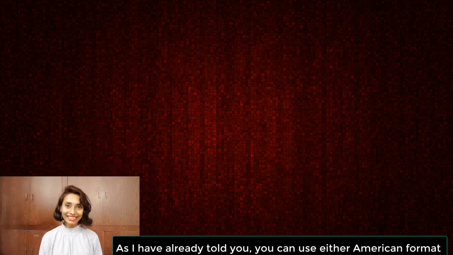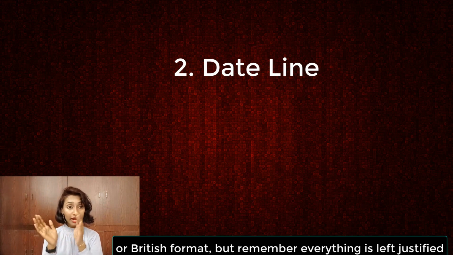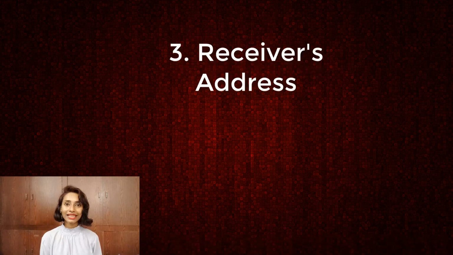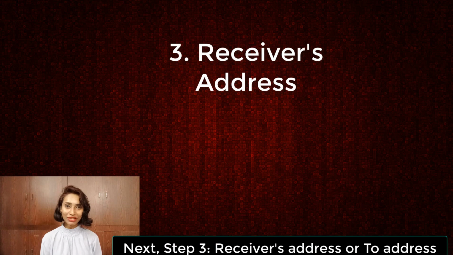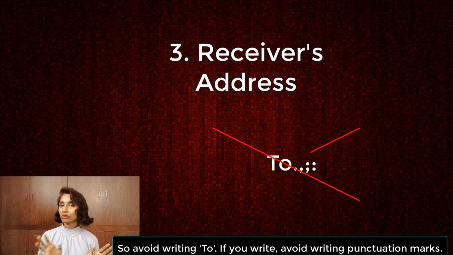The second, date line. As I already told you, you can use either the American format or the British format, but remember, everything is left justified, not right justified. Next, step 3, the receiver's address or "To" address. Just like "From," here also there is no need to write "To." So avoid writing "To," and if you write it, avoid putting punctuation marks.